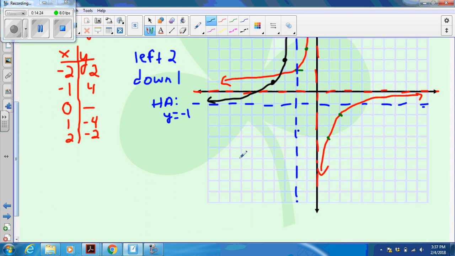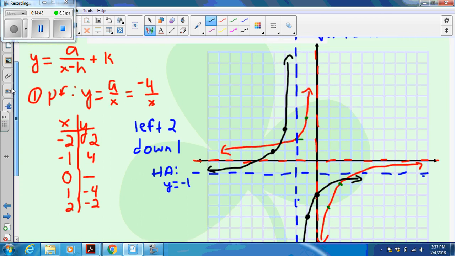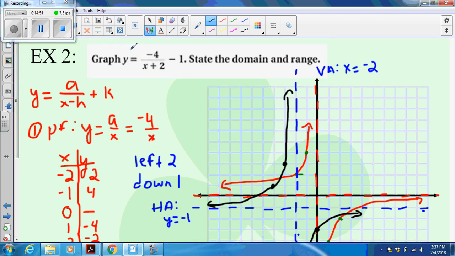Now I need to move these points. Same thing, you go the same way. We move to the left 1, 2, down 1. And same thing, 1, 2, down 1. Once again, the shape stays exactly the same. The only difference is now our points. So the black is now our function of y equals negative 4 over x plus 2, minus 1. And the blue lines represent our new asymptotes.